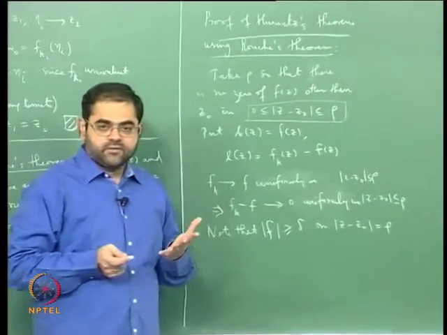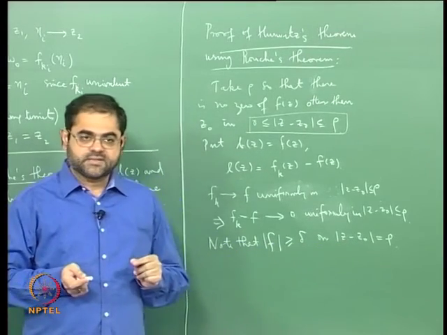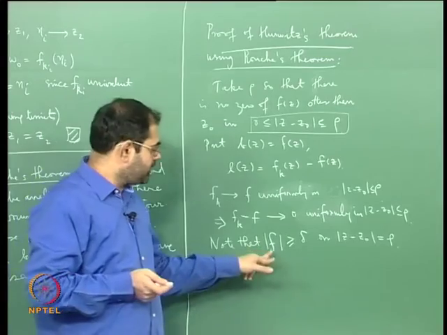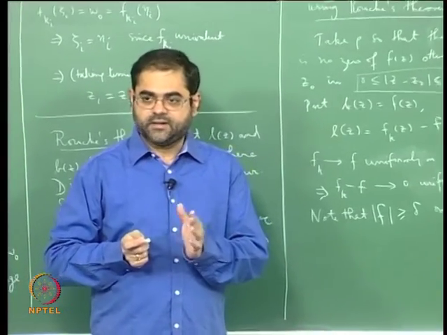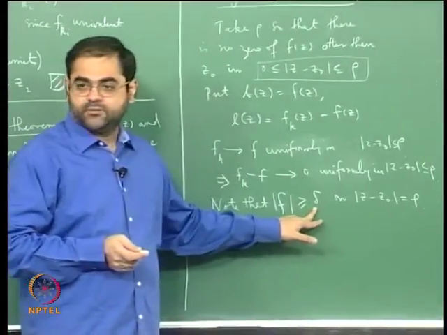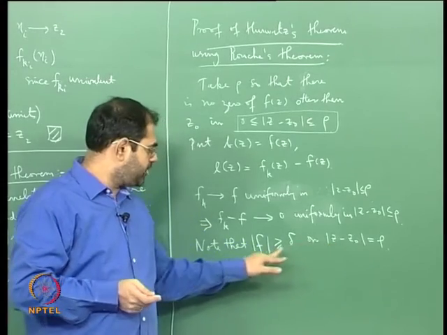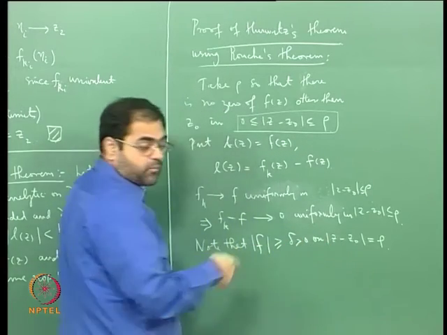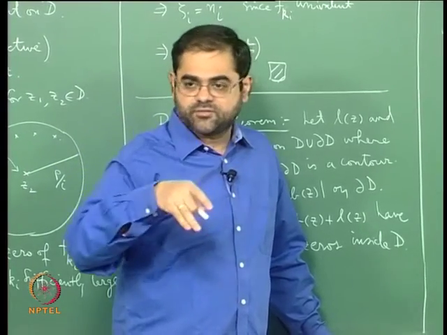So we have this fact from analysis: if you take a continuous real valued function and restrict it to a compact set, then it will be uniformly continuous and it will attain its bounds. So in particular, mod f will have a lower bound and an upper bound, and it will take the lower value and the upper value also. And delta is the lower value on this compact set, the boundary circle. Of course this delta is positive, because mod f vanishes only at the center and does not vanish anywhere else. So on the boundary it is positive, therefore the minimum value is also positive.